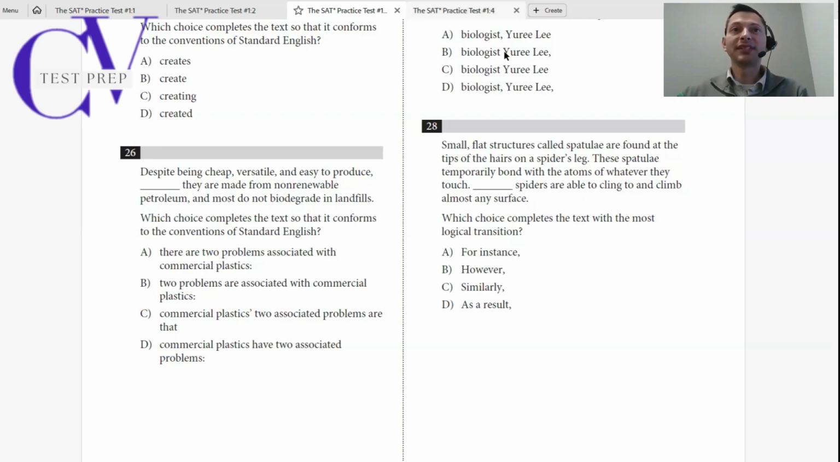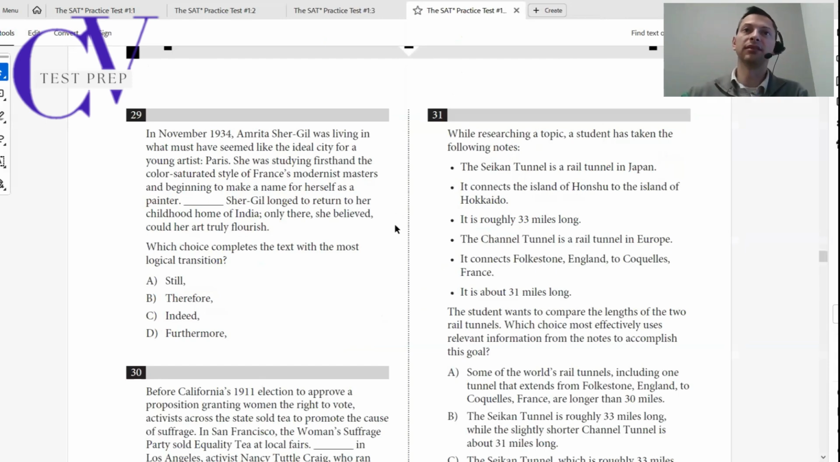All right, let's move on. You can see how this can actually be easy to do if you follow the structure that I'm explaining to you. Let's look at 29. In November 1934, Amrita Gill was living in what must have seemed like the ideal city for a young artist, Paris. She was studying firsthand the color-saturated style of France's modernist masters and beginning to make a name for herself as a painter. So they're saying that she was living in the ideal city for an artist, which is Paris. She was studying firsthand all the colors and all the stuff that you need to do to be a great painter. Yet Gill longed to return to her childhood home of India.